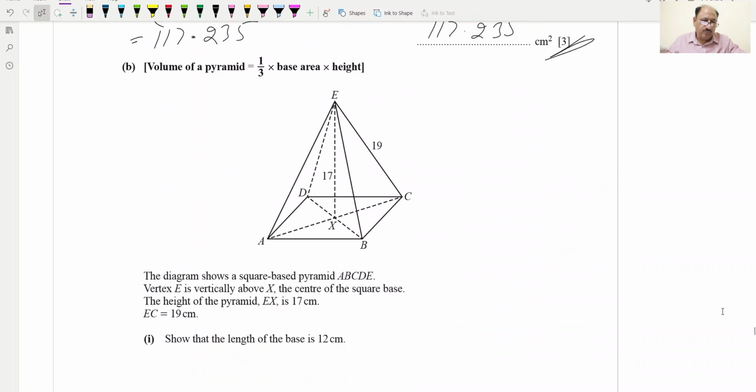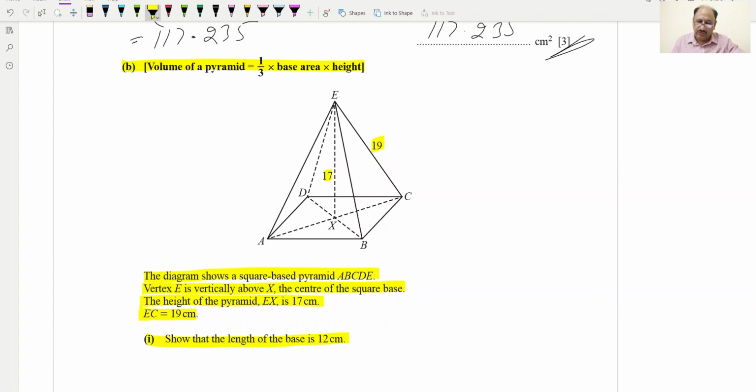Okay. Now B part. In B part, they are saying volume. They have provided this formula, 1 by 3 base area into height. The diagram shows a square based pyramid A, B, C, D, E. Vertex E is vertically above X, the center of the square base. The height of the pyramid EX is 17. This 17 is provided. EC is equal to 19. EC is also provided, 19. Show that the length of the base is 12.